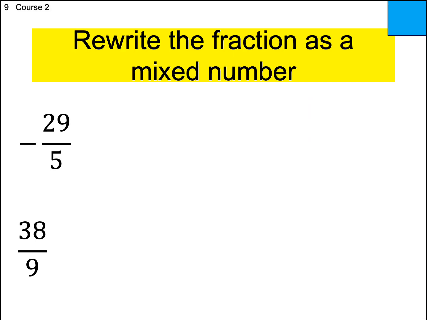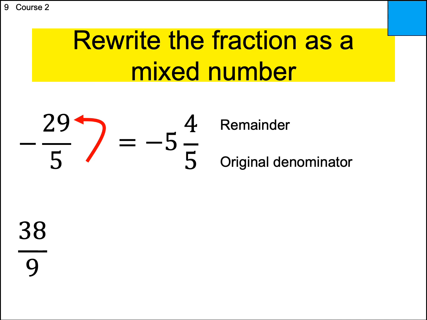All right, so let's do a couple of these. The first one's negative. I'm going to ignore it and place it at the very end. So we know the answer will be negative. 5 goes into 29, what, 5 times? With how many left over? 5 times 5 is 25. Oh, 4 left over. So -5, and there's 4 left over, so 4/5. Because remember, 4 would be the remainder. 5 is the original denominator.